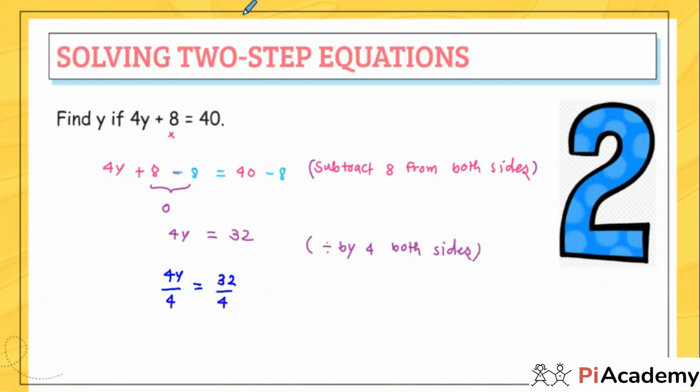Okay, so what happened here? As you can see clearly, this 4 and this 4 will get cancelled, right? So y equals what basically? This is 4 times 8. Okay, so y equals 8.